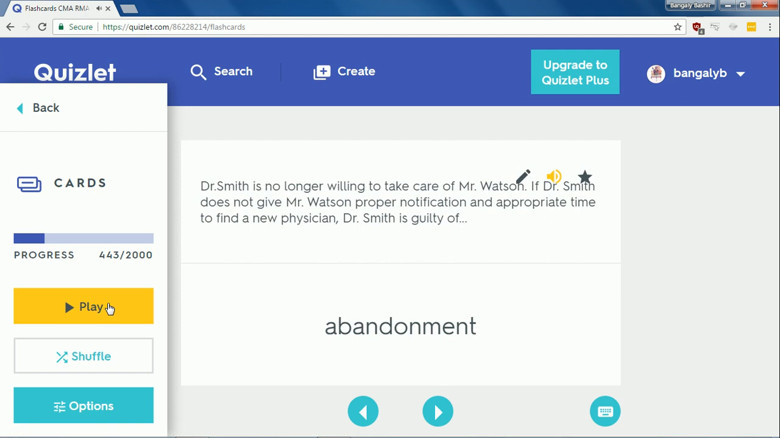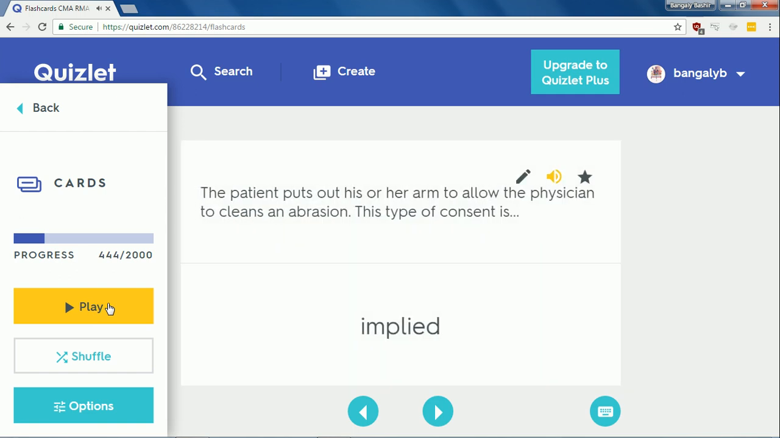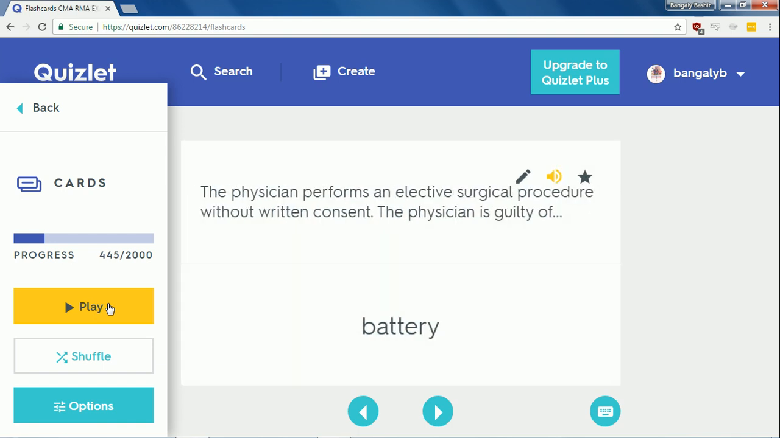Dr. Smith is no longer willing to take care of Mr. Watson. If Dr. Smith does not give Mr. Watson proper notification and appropriate time to find a new physician, Dr. Smith is guilty of abandonment. The patient puts out his or her arm to allow the physician to cleanse an abrasion. This type of consent is implied. The physician performs an elective surgical procedure without written consent. The physician is guilty of battery.